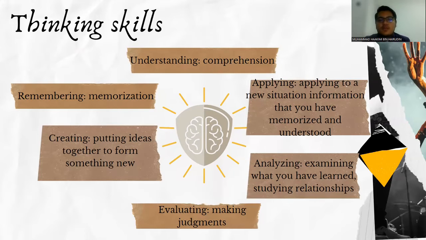The fourth one is evaluating by making a judgment, which is we compare our first result and our old result, our new one and the old one. And the fifth one is creating, by putting ideas together to form something new. And the last one is remembering, which is memorization, all the things that we already learned, or think about it.